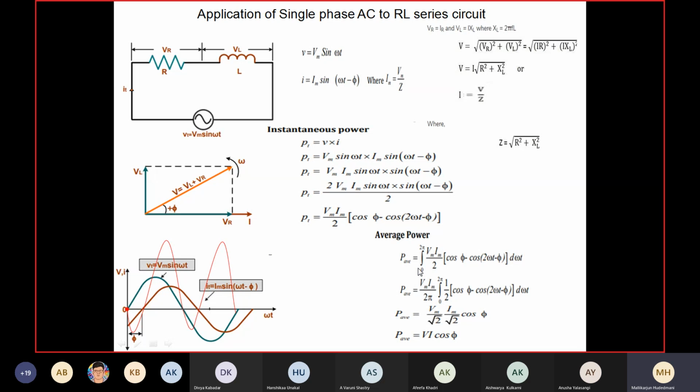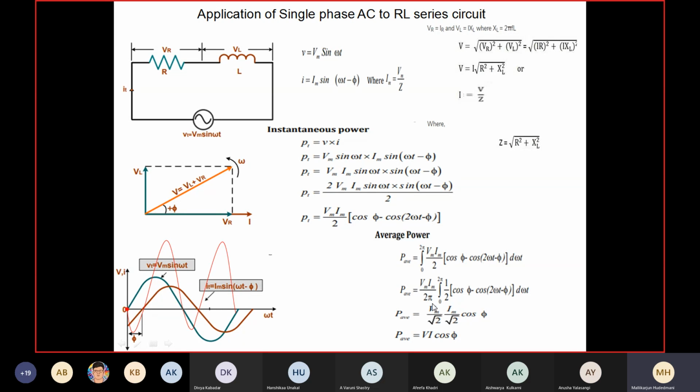1 by 2 pi, 1 by T, integral of f of t from 0 to T is the integration pattern. So we can see here 1 by 2 pi with limits of integration 0 to 2 pi, Vm Im by 2 as usual inside this bracket, cos phi minus cos of 2 omega t minus phi into d omega t. On simplification, constants are taken outside. Vm Im by 2 pi, the missing 1 by 2 pi considered here, integration 0 to 2 pi, and the 1 by 2 is already there.